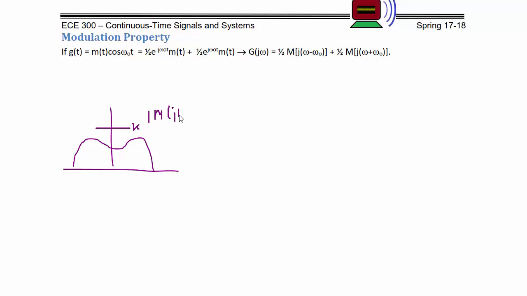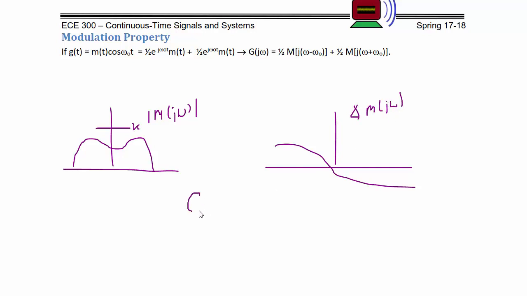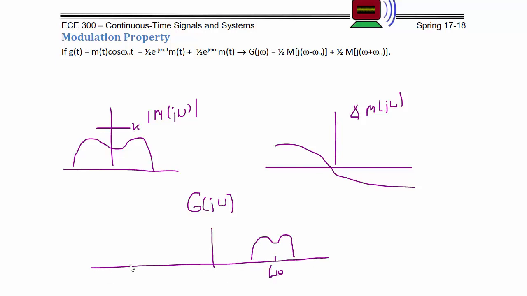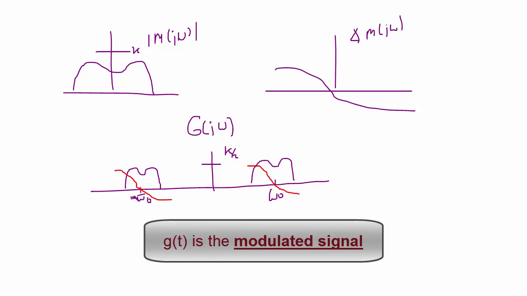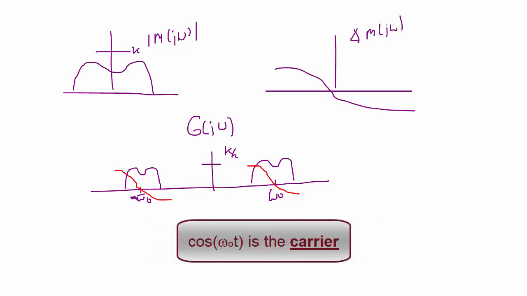for the magnitude and for the phase. Then G of j omega, based upon the modulation property, would look like the following. It's going to be a copy of that signal at omega naught and at negative omega naught, with an amplitude of K over 2, and the phase is also a copy that looks like the following. If omega naught is a high frequency, radio transmission of g of t is possible. g of t is said to be a modulated signal, and cosine omega naught t is called the carrier.